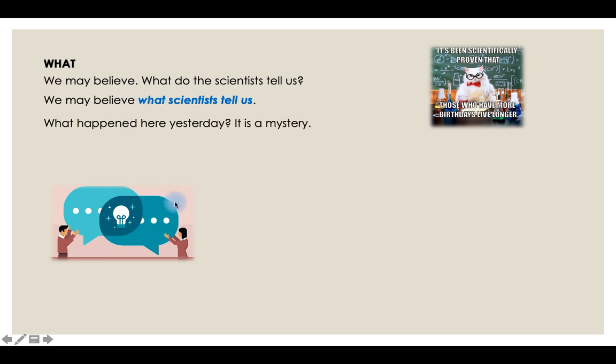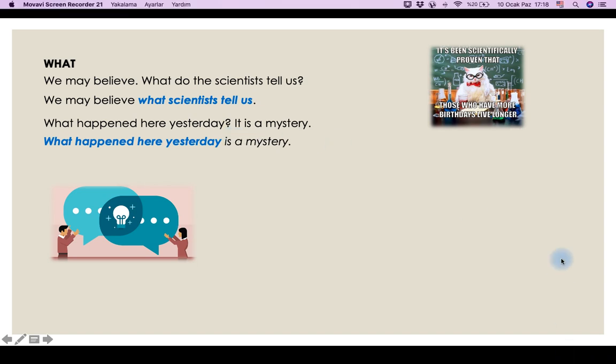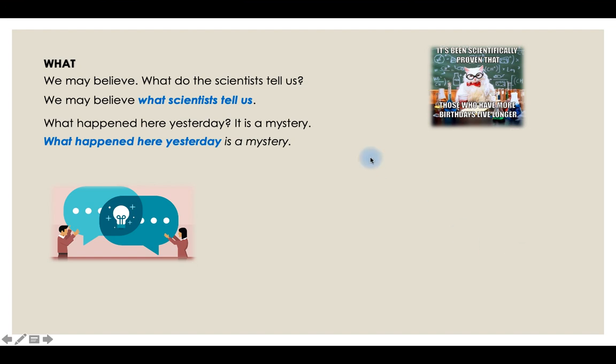What happened here yesterday? It is a mystery. Now let's make a noun clause out of these two sentences. What happened here yesterday is a mystery. A mystery, okay? What happened here yesterday? It is a mystery. What happened here yesterday is a mystery.